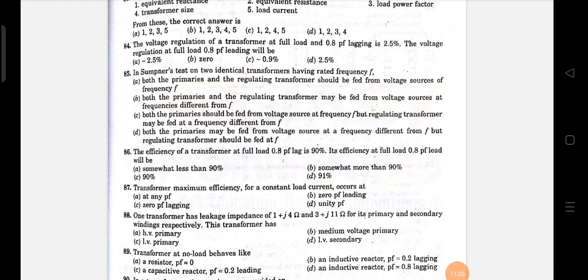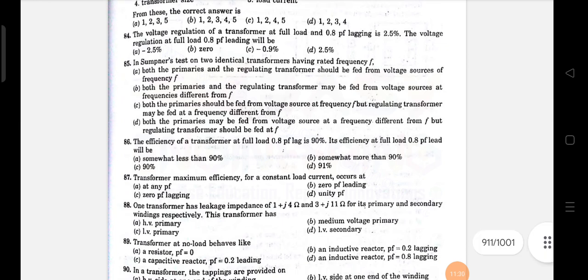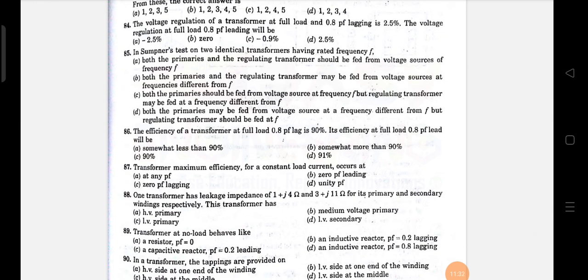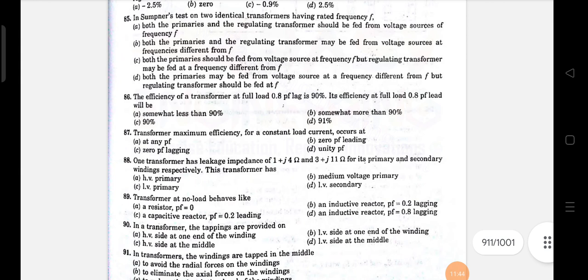Next, 85th question, a direct question. In the synchronous test of two identical transformers having rated frequency, the third option, that is both the primaries should be fed from the voltage source at a frequency f, but the regulating transformer may be fed at a different frequency. That is, the third option is correct.